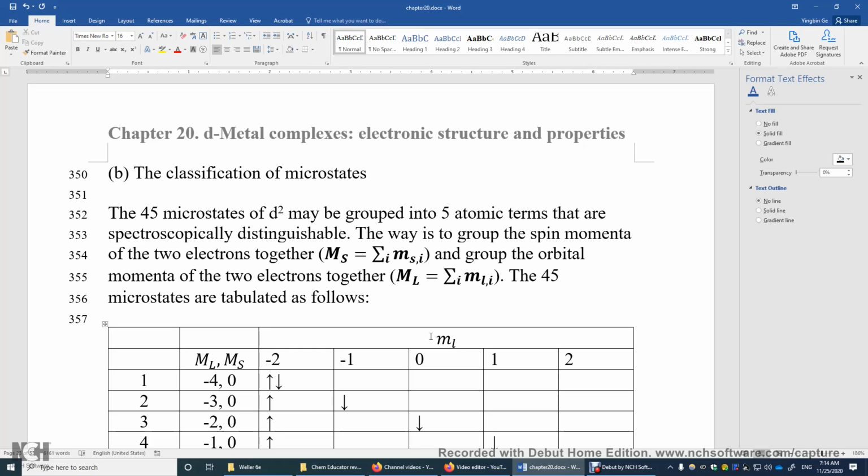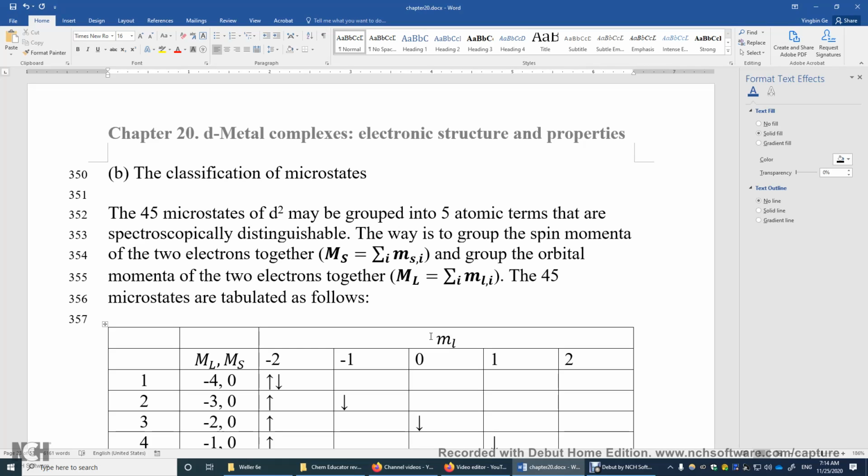Now we'll group these 45 microstates into 5 atomic terms that are spectroscopically distinguishable. That means in the atomic spectrum of this atom with 2 d electrons, we'll be able to tell that there are 5 different atomic terms. Now, how do we group those microstates into atomic terms? We'll have to look at 2 different quantum numbers: the spin quantum number and the orbital quantum number.